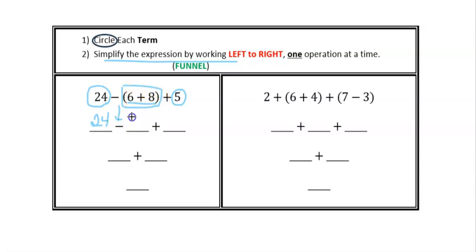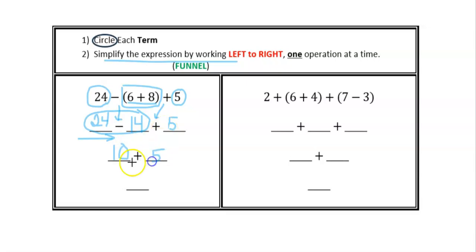6 plus 8, that's 14. And then the plus sign just comes down and the 5 is already in simplest form. So now my terms are all in their simplest form. They're just numbers. I'm going to work left to right. 24 take away 14 is my first operation here, and that's 10. And I'm just going to bring down the plus 5.